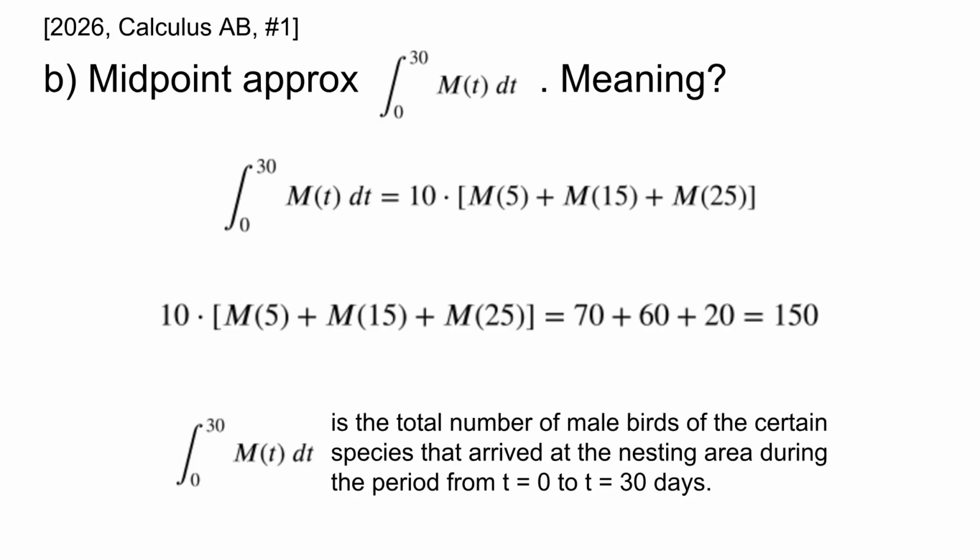The integral from 0 to 30 of m of t dt is the total number of male birds of the certain species that arrived at the nesting area during that time period from t equals 0 to t equals 30 days.